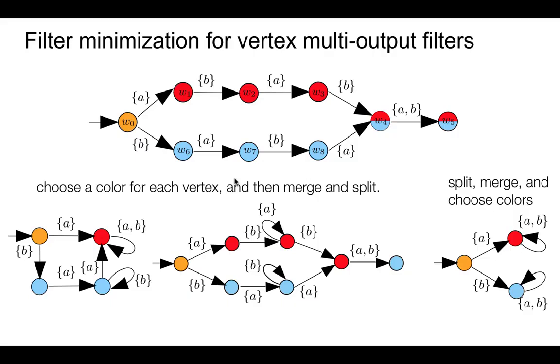For single output filters, where every state has exactly one output, we can merge a set of states if they are pairwise compatible. But this is no longer true for cover filters, because every state in a cover filter is compatible with others conditioning on their color choice. And there may not exist a consistent color choice to allow you to merge the set of pairwise compatible states.